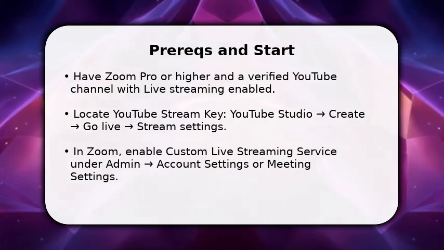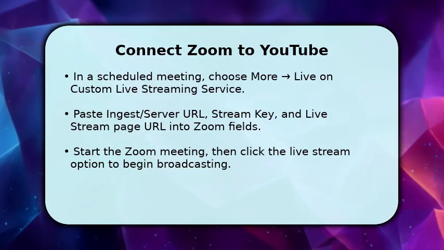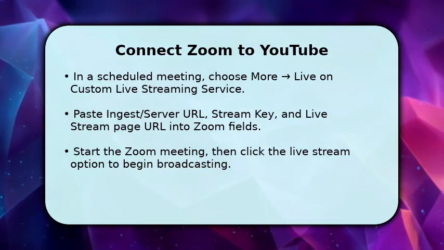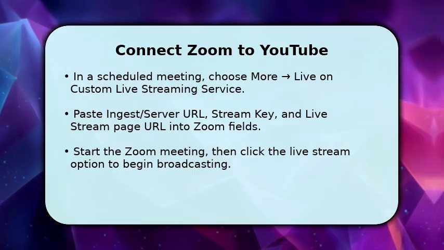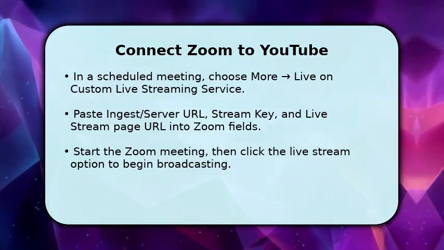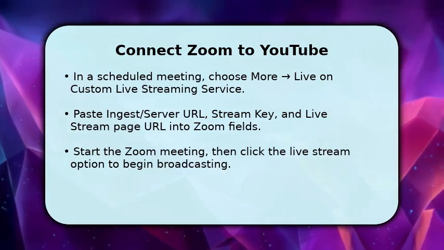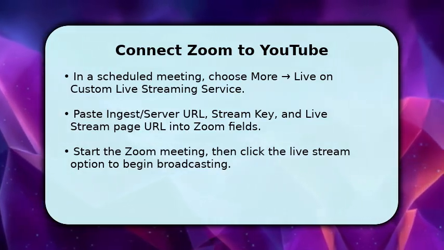Once done, start the Zoom meeting you intend to stream. In the meeting controls, click More and select Live on Custom Live Streaming Service. Paste the server/RTMP ingest URL and the stream key you copied from YouTube. Also include the live stream page URL so chat/description link correctly.